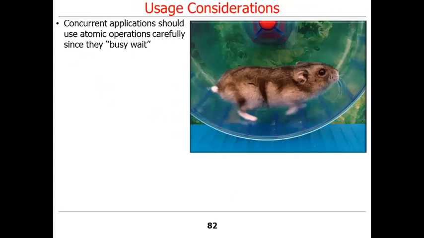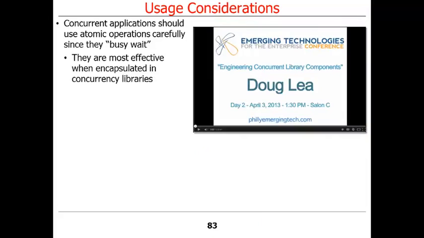Okay, so let's talk a little bit about these atomic operations. Concurrent applications should use these operations very carefully to avoid busy waiting or spin locks. Think of a gerbil or a hamster running around in a wheel. It's going really fast, but it's not going anywhere. Typically, you want to hide these atomic operations in libraries that abstract away all this low-level stuff and give you much higher level abstractions.